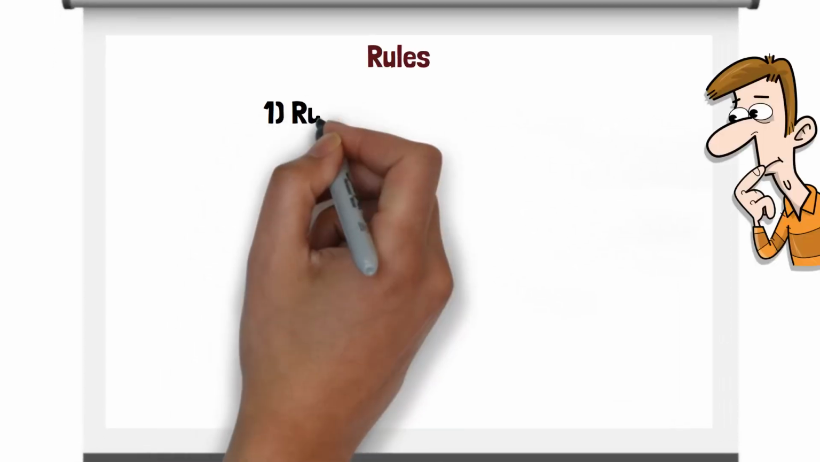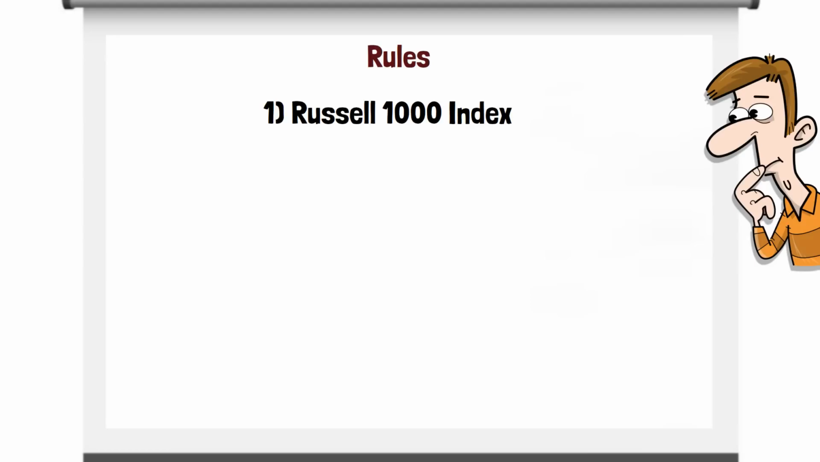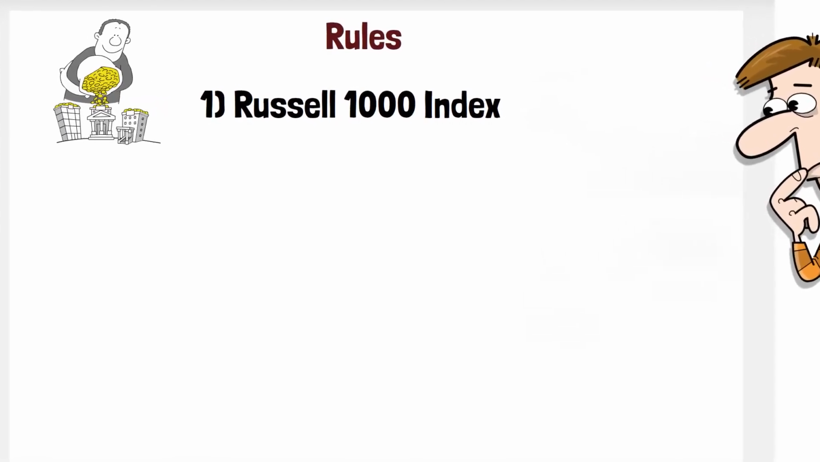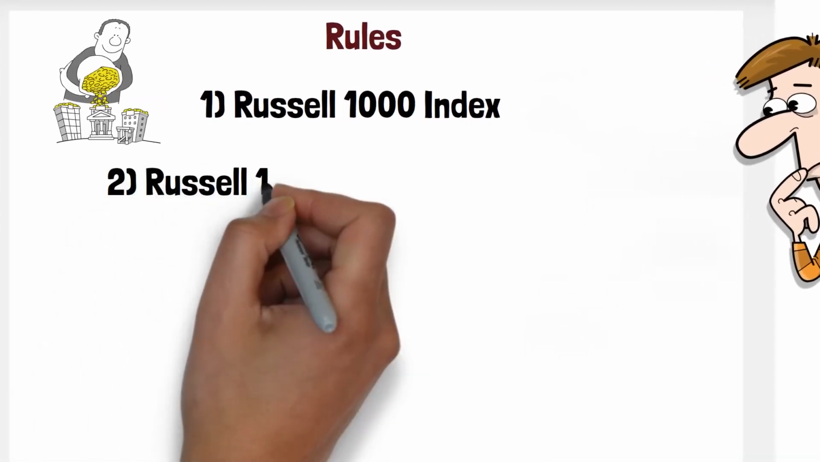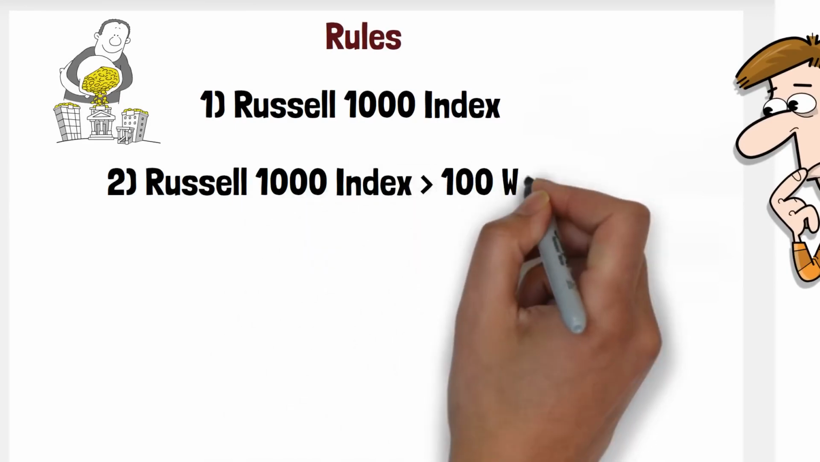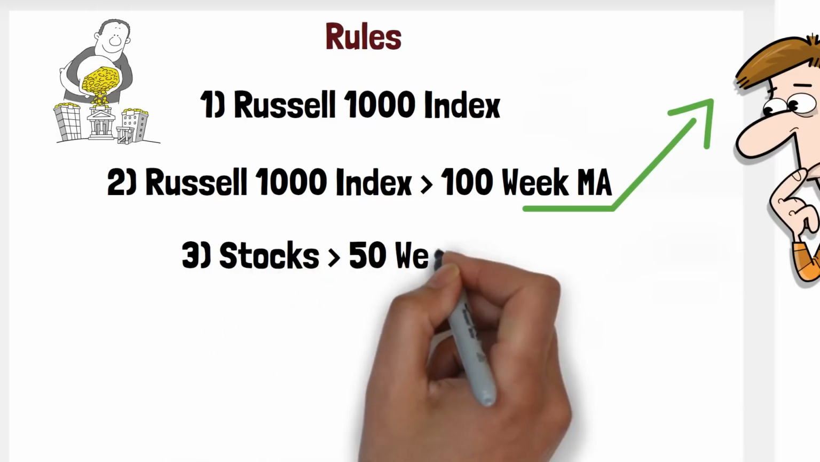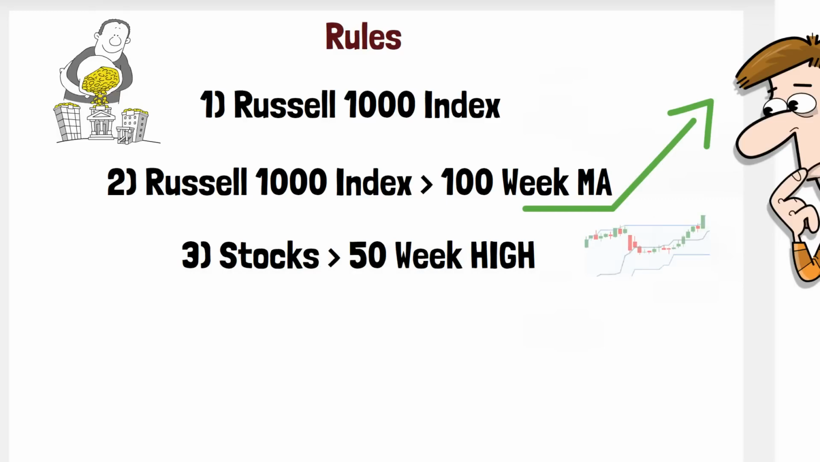The rules are straightforward. We only use stocks from the Russell 1000 index. These are the 1,000 largest stocks in the US, meaning that liquidity should never be a concern. We only look for stocks within the index if the index is above the 100-week moving average, and this ensures we have momentum in our favour. The individual stocks need to close above their 50-week high to qualify.